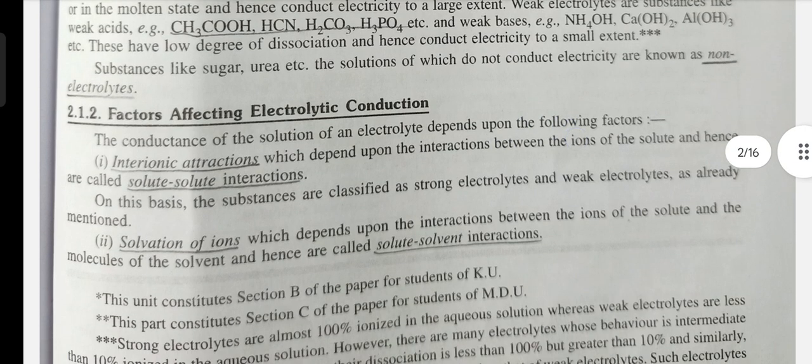Factors affecting electrolytic conduction. The conduction of the solution of an electrolyte depends upon the following factors. Number 1, interionic attraction, which depends upon the interaction between the ions of the solute and hence is called solute-solute interaction. On this basis, the substances are classified as strong electrolytes and weak electrolytes as already mentioned. Number 2, solvation of ions, which depends upon the interaction between the ions and the molecules of the solvent and hence is called solute-solvent interaction.